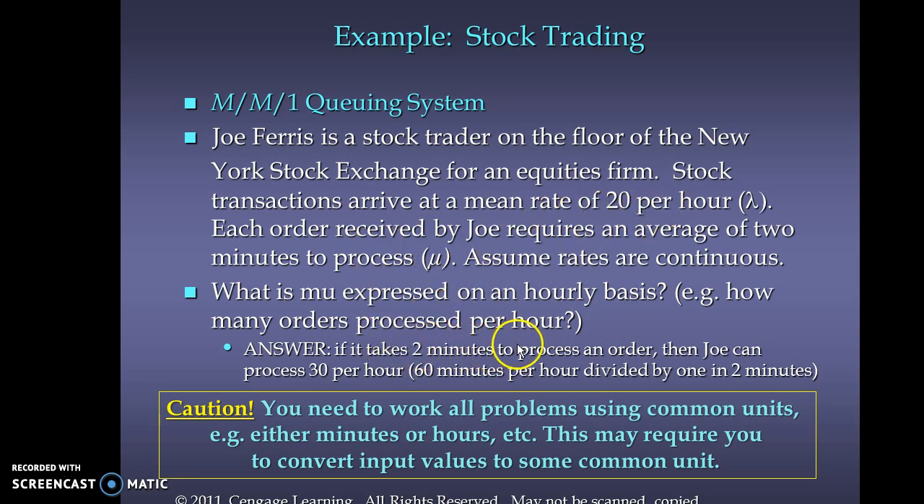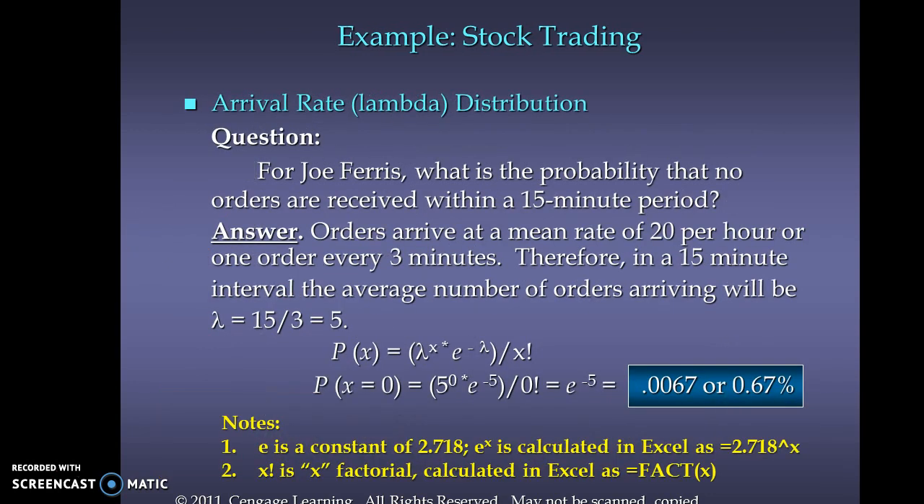So if it takes 2 minutes to process an order, then Joe can process 30 per hour, right? 60 minutes per hour divided by 1 being done in 2 minutes. So you've got to make sure you work in common units for everything. You're going to often have to convert some input values to common units. All right, so let's look at something else.